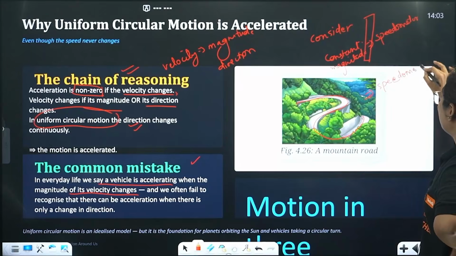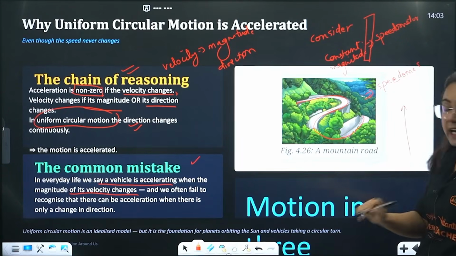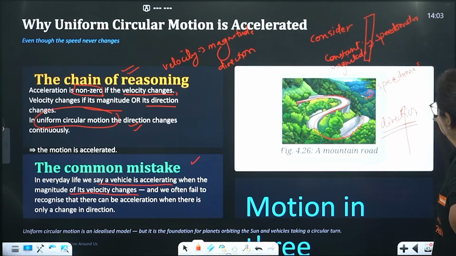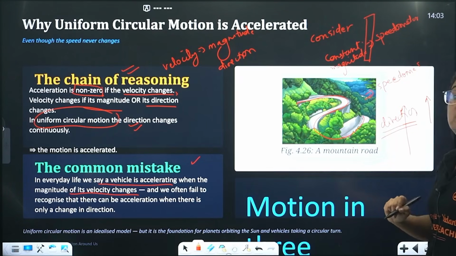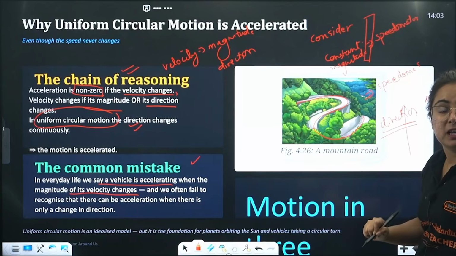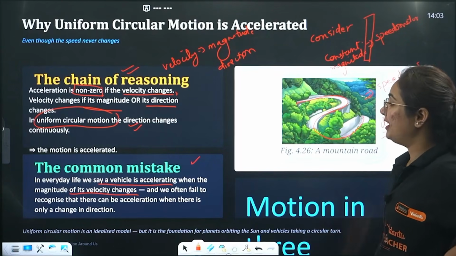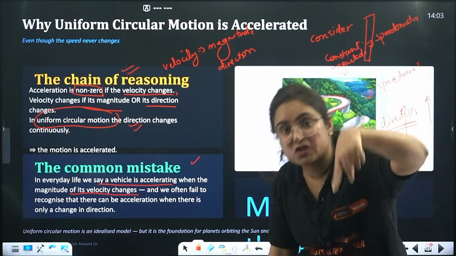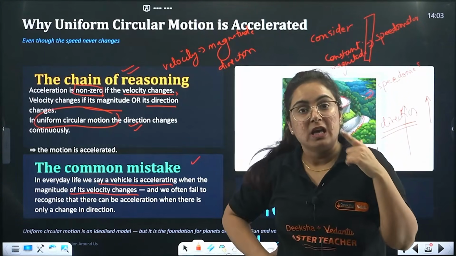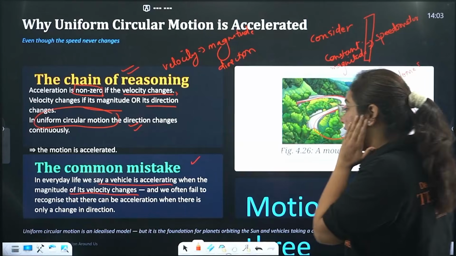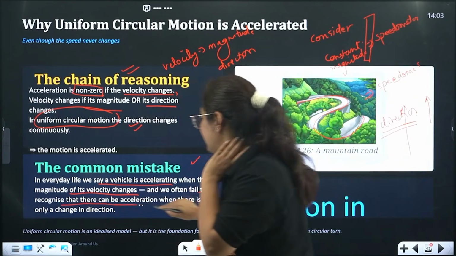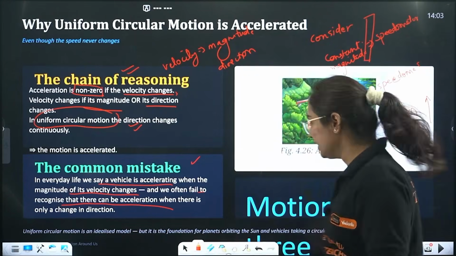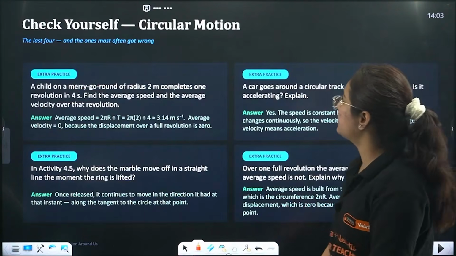Why? Because, beta, there was a slope which is changing the direction, for which you have to increase the acceleration. That does not mean that your velocity is changing because of the magnitude. Your velocity is changing because the direction was changing, the magnitude was not. We often fail to recognize there can be acceleration where there is only a change in direction. Okay, I hope this is clear to all the students now.